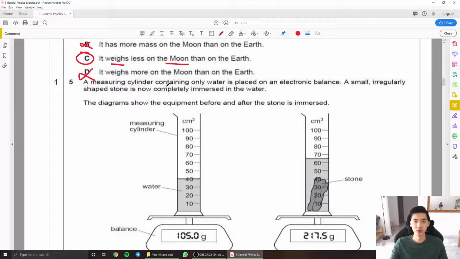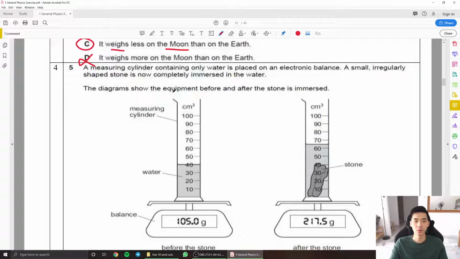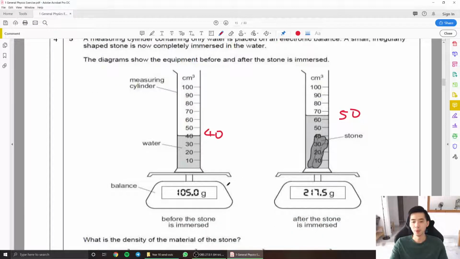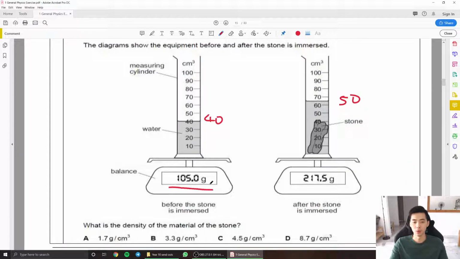A measuring cylinder containing only water is placed on an electronic balance. A small irregular shape of stone is now completely immersed in the water. The diagram shows the equipment before and after the stone is immersed. Before it was 40, after it was immersed it was 50. Before the stone, the mass of the water and the measuring cylinder was 105. With the stone, it is 217.5 grams.